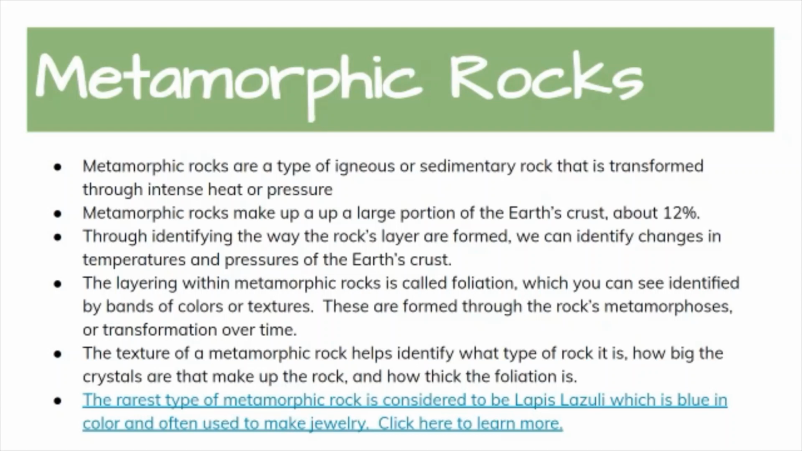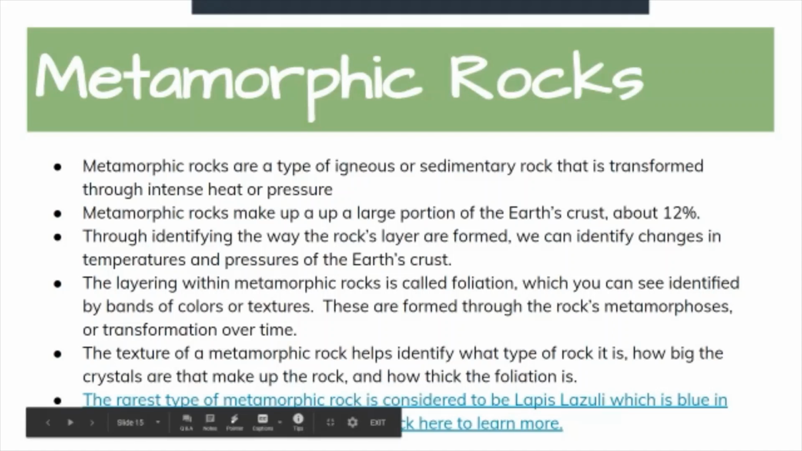The rarest type of metamorphic rock is considered to be lapis lazuli, which is blue in color and often used to make jewelry. You can click on the link in the slide to learn more. Foliated metamorphic rocks such as gneiss, phyllite, schist, and slate have a layered or banded appearance, and that's produced by exposure to heat and directed pressure. Whereas non-foliated metamorphic rocks such as hornfels, marble, quartzite, and novaculite do not have a layered or banded appearance. Pictures and brief descriptions of some common types of metamorphic rocks will be shown.